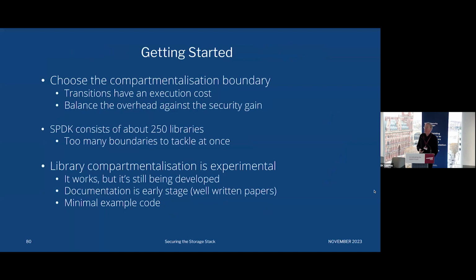First thing, choose the compartmentalization boundary. Where are you going to put that transition? Because there's an overhead. As you make the call, you're paying a performance cost in order to gain the extra security. SPDK has about 250 libraries, and that's too many to attempt to hit them all at once.